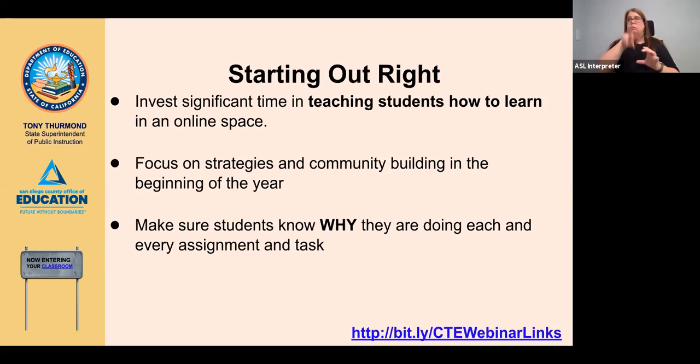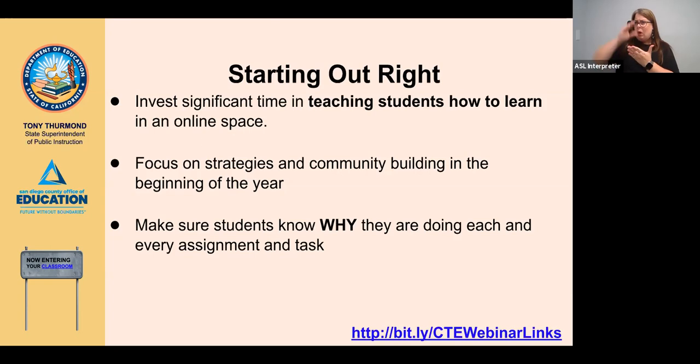Sometimes it might take 3-4 weeks just to really settle into the structure of this new mechanism. And so we just wanted to encourage and support that and give yourself some freedom to practice and give your students some freedom to practice learning in this new space.